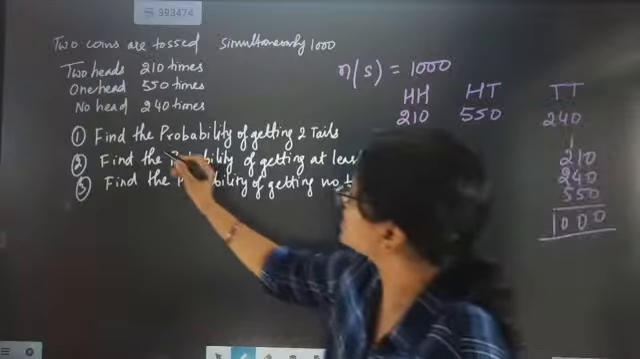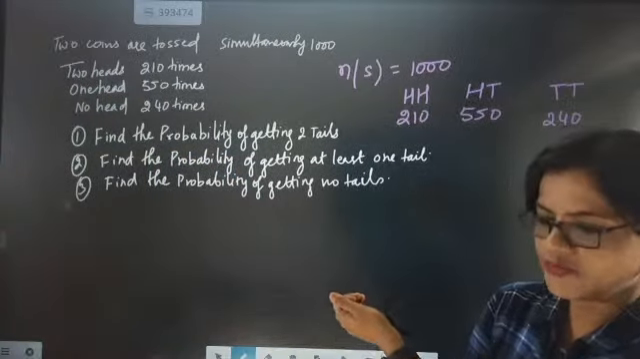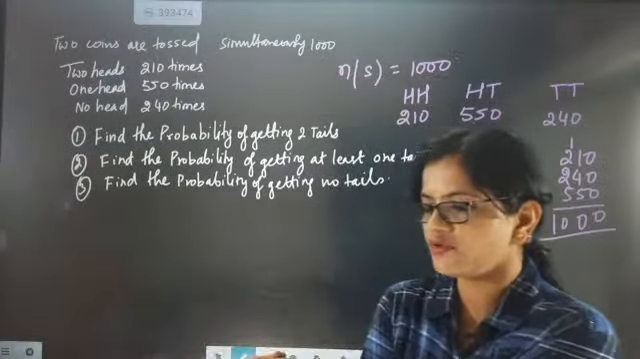So now the first part is to find the probability of getting 2 tails. The first one is easy, because here we don't have to do big things.